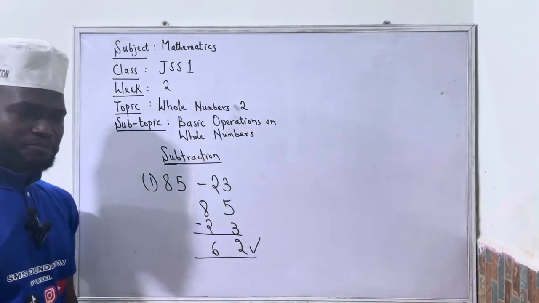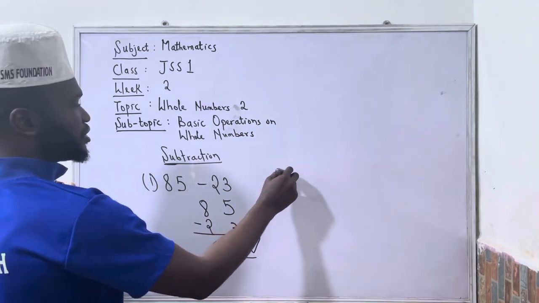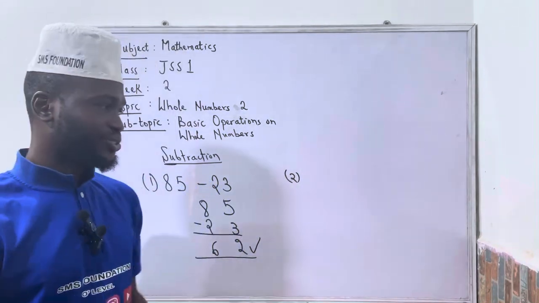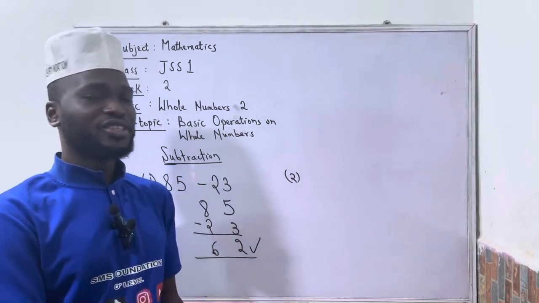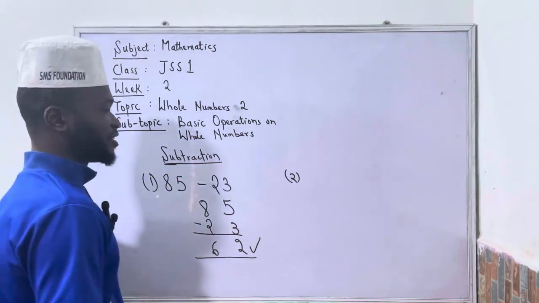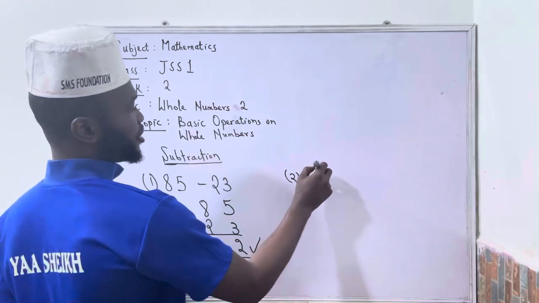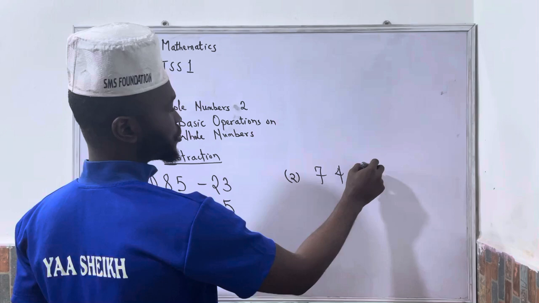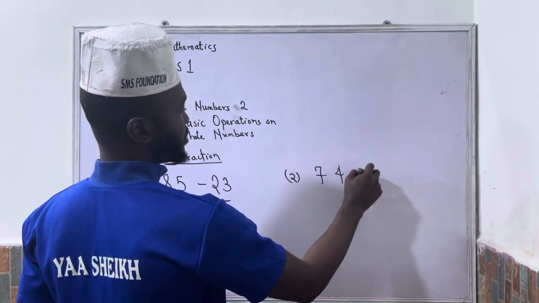Good. Now we can see another example. Let's go for the ones that always require regrouping. That's where you have to borrow from one number to satisfy another number. Let's see if you have 74 minus 36.